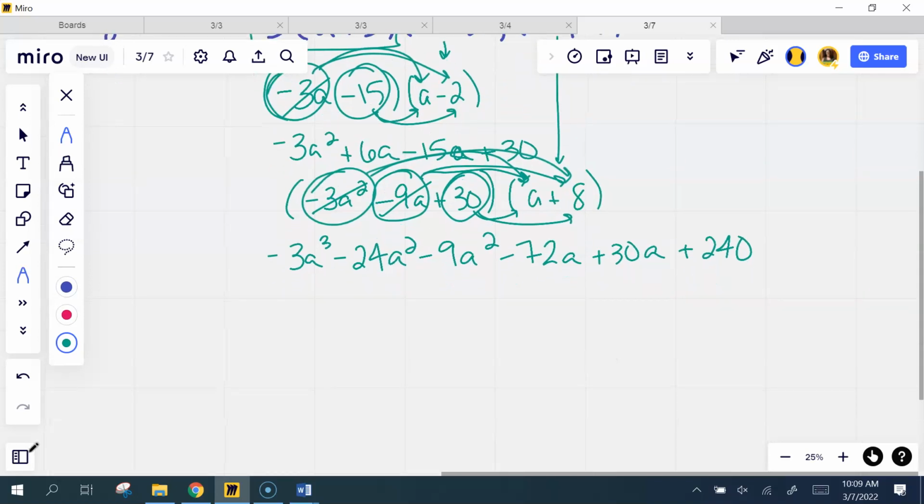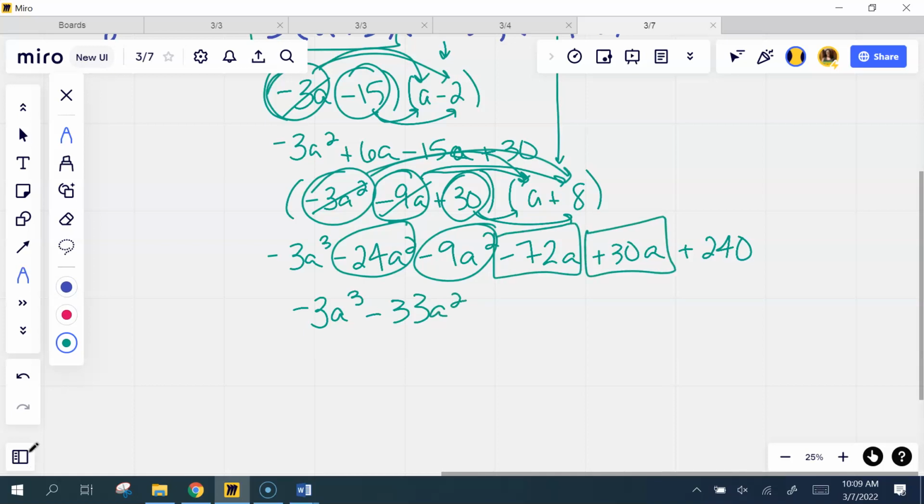Gather up your like terms, so negative 3a cubed, and then I have negative 24 and negative 9, which would give me negative 33. Then I have negative 72 and positive 30, negative, what is it? 42. And then I've got 240.